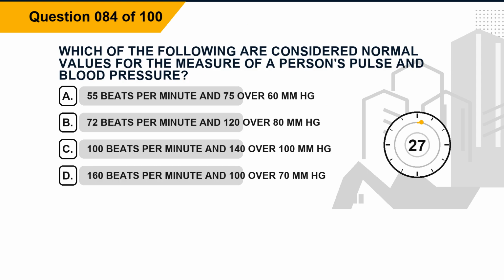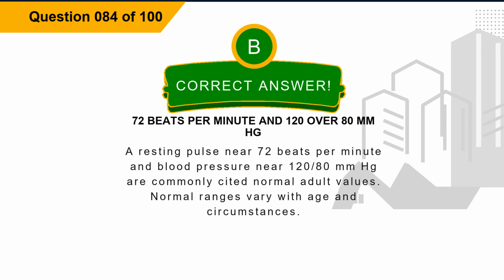Question 84. Which of the following are considered normal values for the measure of a person's pulse and blood pressure? Option A, 55 beats per minute and 75/60 mm Hg. Option B, 72 beats per minute and 120/80 mm Hg. Option C, 100 beats per minute and 140/100 mm Hg. Option D, 160 beats per minute and 100/70 mm Hg. The correct answer is option B, 72 beats per minute and 120/80 mm Hg.